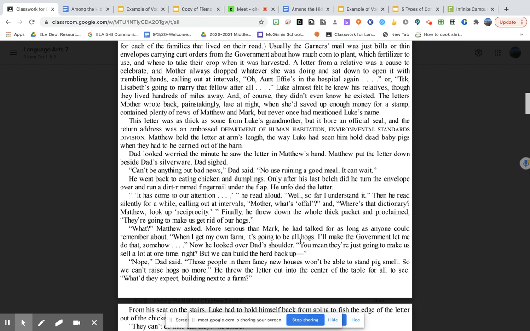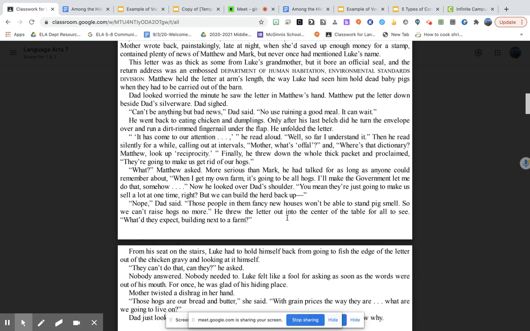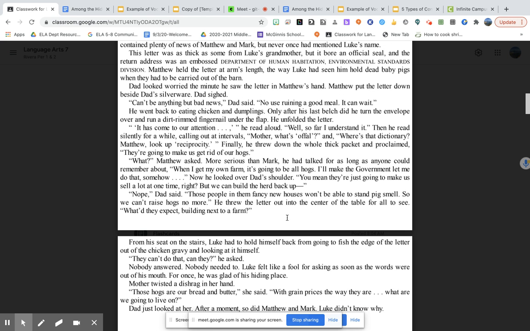Matthew looked up "reciprocity." Finally he threw down the whole thick packet and proclaimed, "They're going to make us get rid of our hogs." "What?" Matthew asked, more serious than Mark. He had talked for as long as anyone could remember. "When I get my own farm, it's going to be all hogs. I'll make the government let me do that somehow."